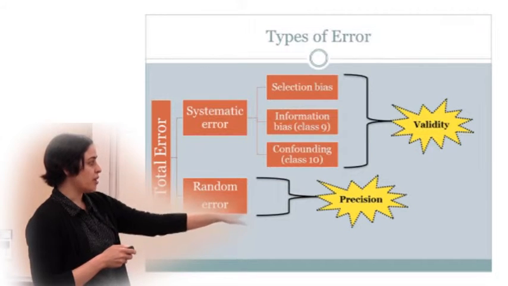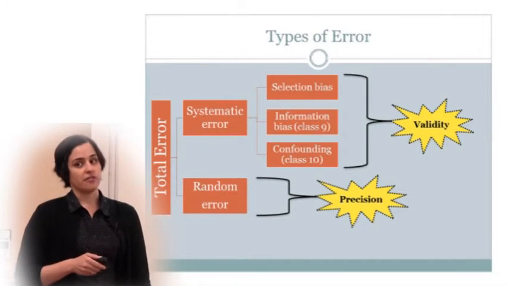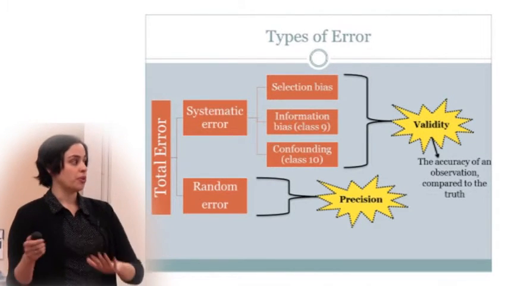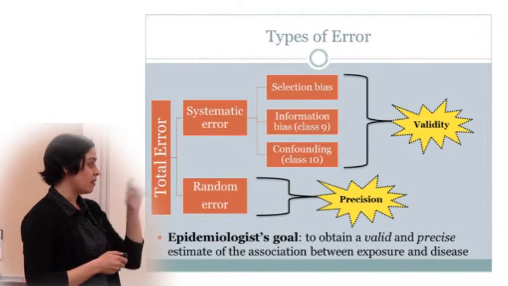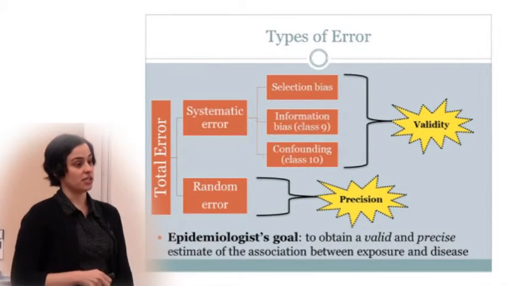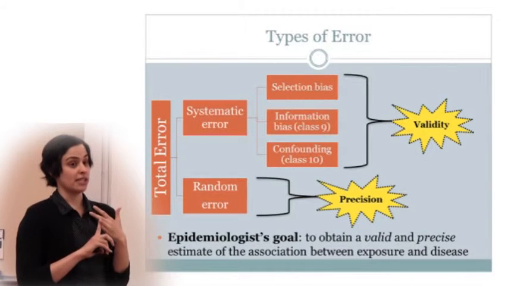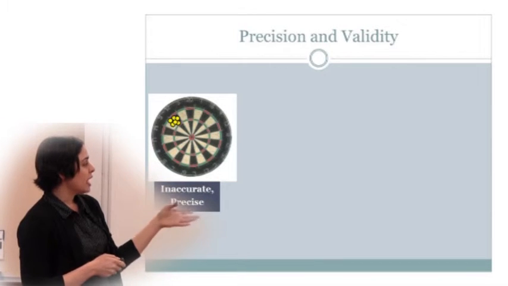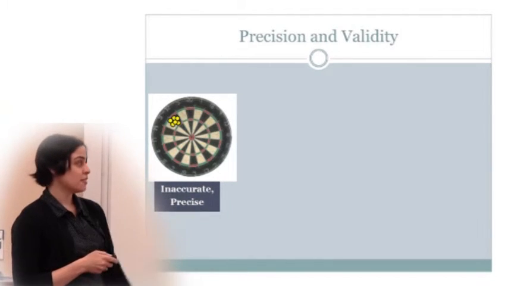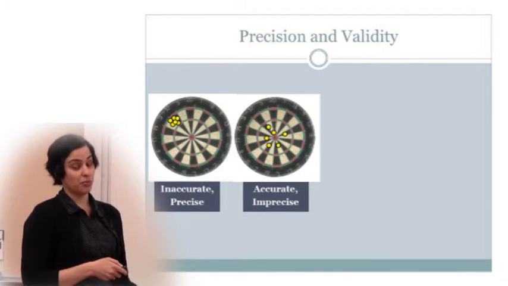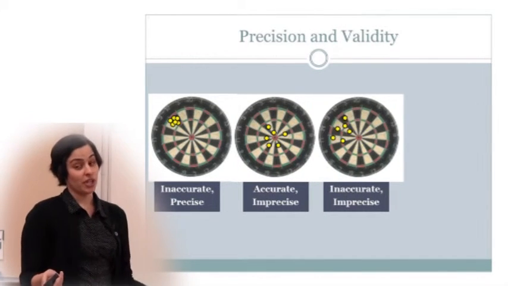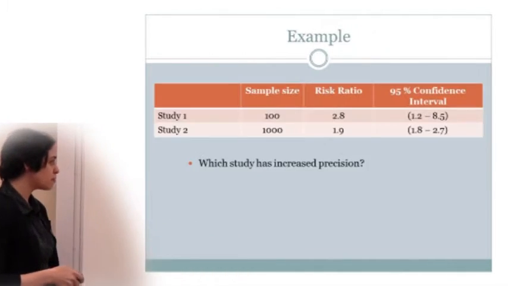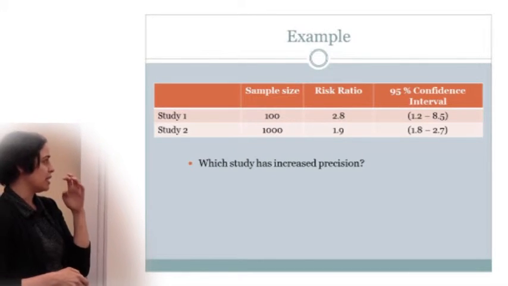So like we talked about with random error affecting precision, systematic error affects validity. And validity is the accuracy of our observation compared to the truth. You'll remember that in the first class we talked about our goal as epidemiologists is to come up with a valid and a precise estimate of the association between the exposure and the disease. So you can have something that's inaccurate but precise. You can have something that's accurate but imprecise. You can have something that's both inaccurate and imprecise, but what we strive for is something that is both accurate and precise. So here we have an example of 2 studies.